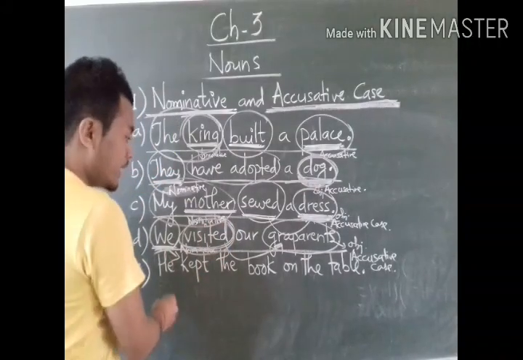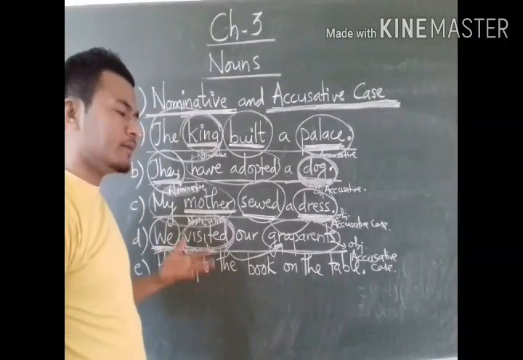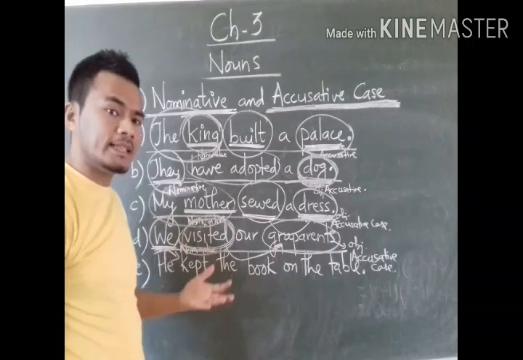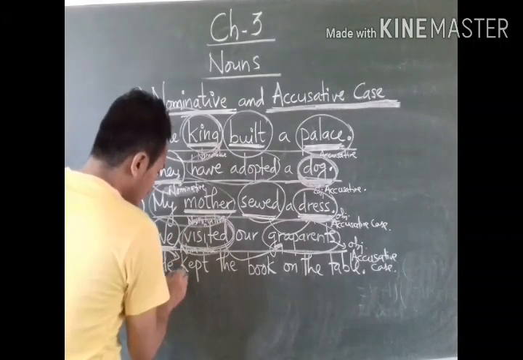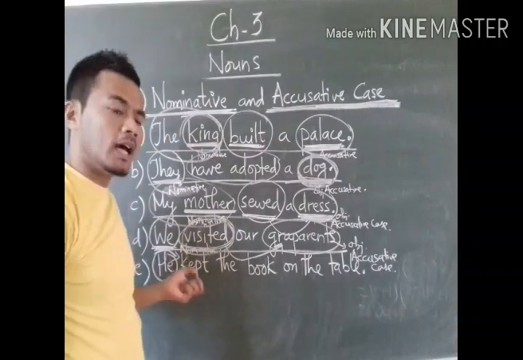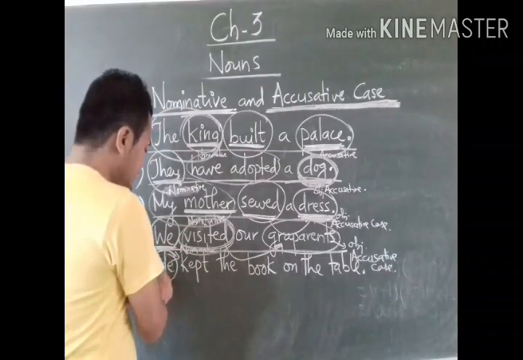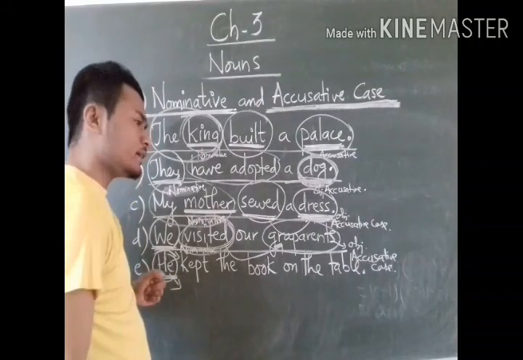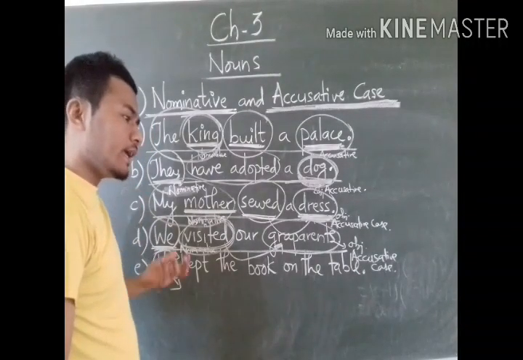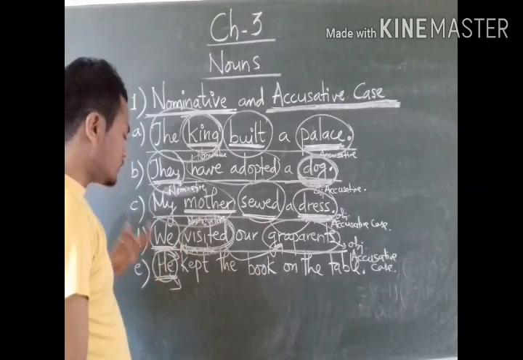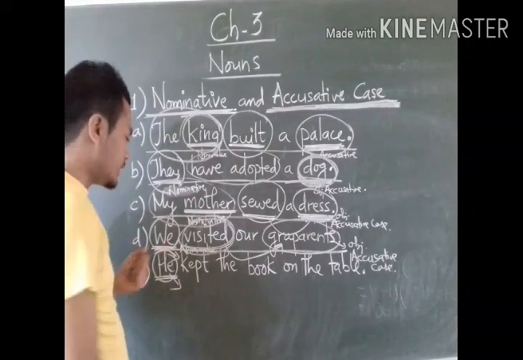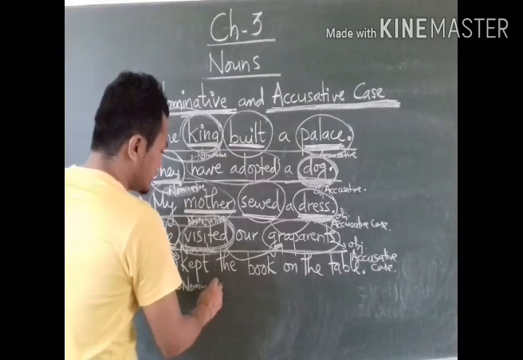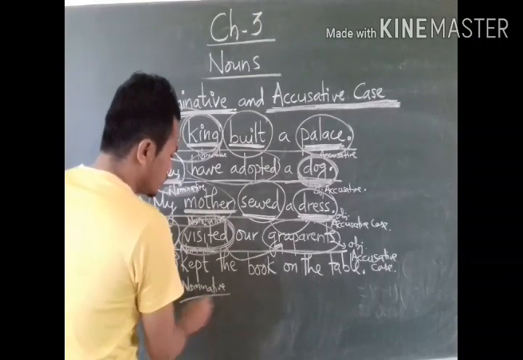Now see here, he kept the book on the table. So what is the sentence about? He. Here, he is a pronoun, and the sentence is written about he. So here he is the subject. If nouns or pronouns are used as subject, they are treated as used in nominative case, because they are subject, nominative case.